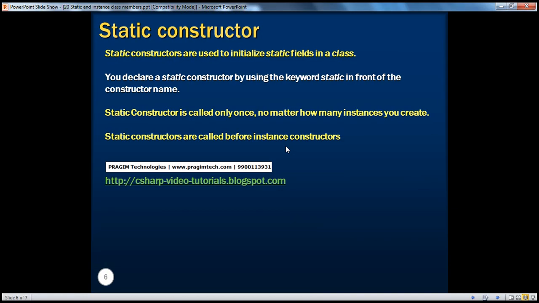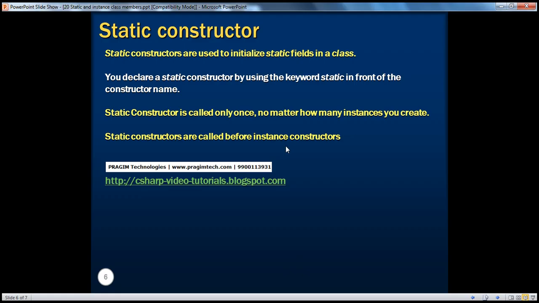And we have also spoken about static constructors. Static constructors are used to initialize static fields in a class. You declare a static constructor by using the static keyword in front of the constructor name. This is again a very important point. Static constructor is called only once, no matter how many instances you create, whereas an instance constructor is automatically called every time you create a new object. So if I create 1,000 objects, my instance constructor is called 1,000 times, whereas static constructor is called only once, because it just needs to initialize static fields once, which will be shared by all the objects that you create.